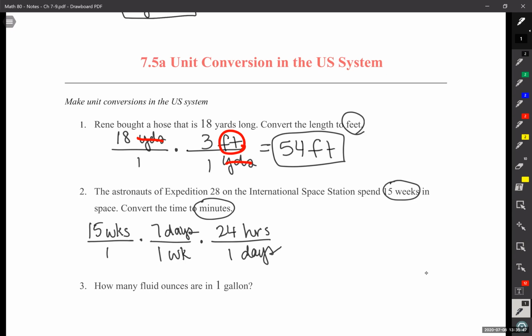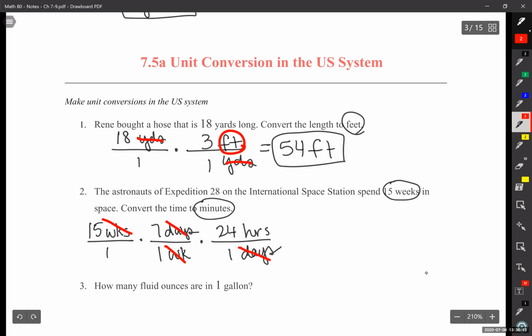You probably knew this answer was going to be pretty big because what we're saying is, how many minutes are in 15 weeks? How many minutes are in 15 weeks? That is a huge amount of numbers. So that's why we have to have all of these numbers involved. And just remember, every numerator that I don't want, like I don't want weeks, needs to have a denominator that I can cross it off with.